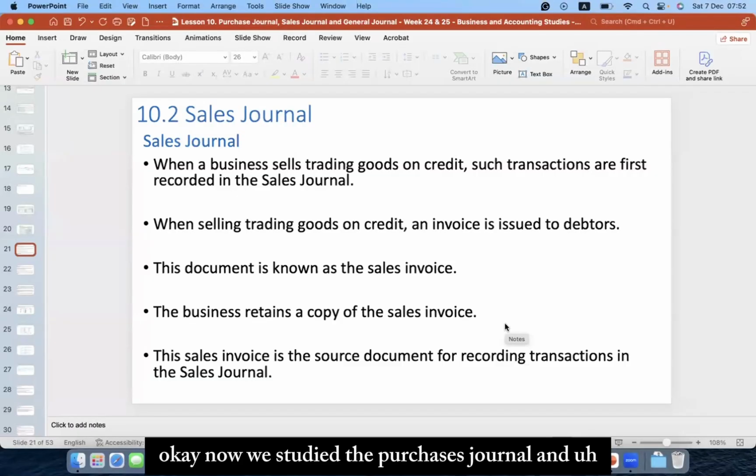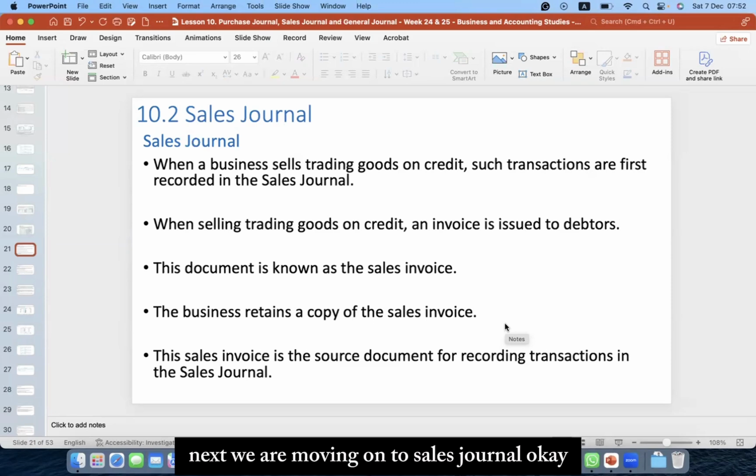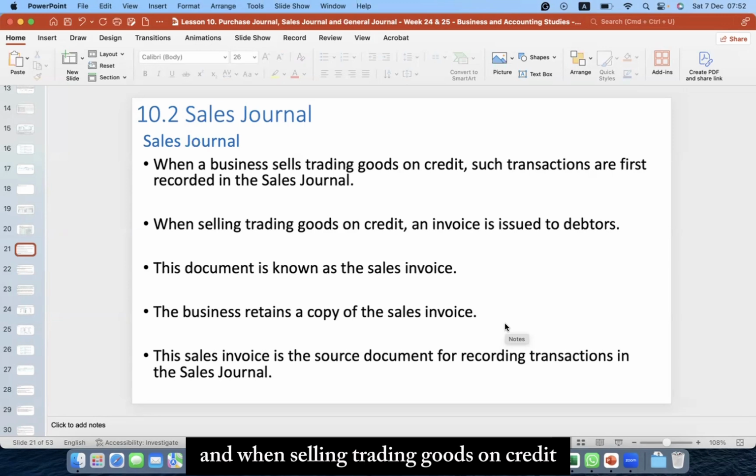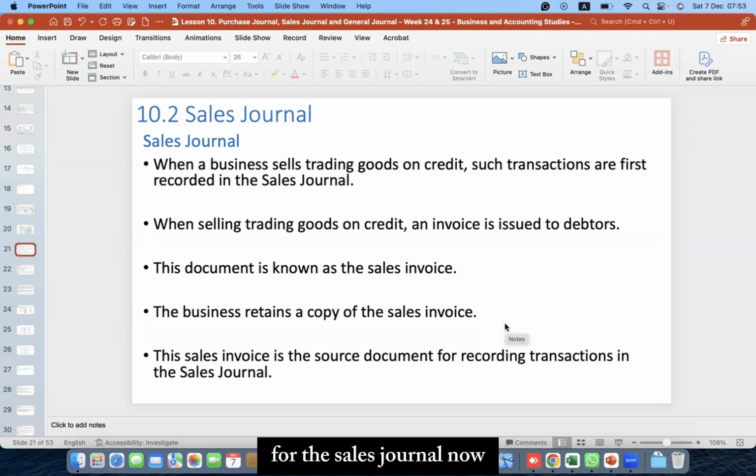Okay, now we studied the purchases journal, and next we are moving on to sales journal. So let's look at what is sales journal. When a business sells trading goods on credit, these transactions are firstly recorded in sales journal. When selling trading goods on credit, an invoice is issued to debtors. This document is known as the sales invoice. And a business is usually retaining a copy of the sales invoice. And the sales invoice is used as the source document for recording transactions for the sales journal.